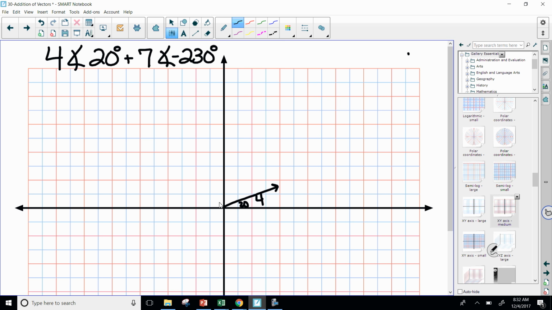Remember, when you add vectors, you add them head to tail. So what you need to think of is at the tip of that one, we need to think of a new XY axis. And at that new XY axis, we have this magnitude of 7 at an angle measure of negative 230 degrees. Negative 230 degrees puts you in which quadrant? In the second quadrant. And what is that reference angle going to be? 50 degrees.